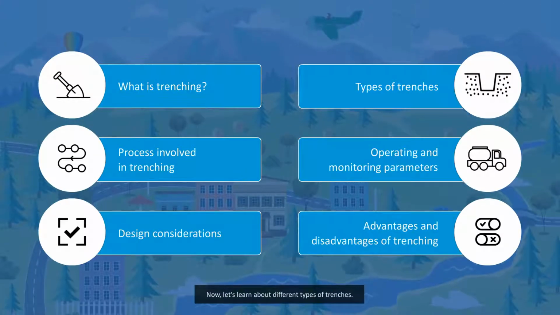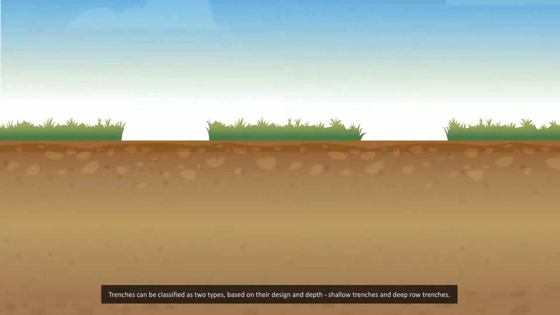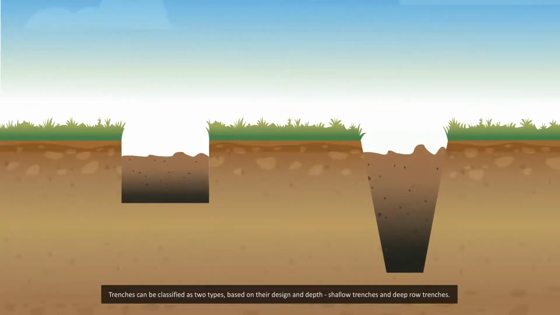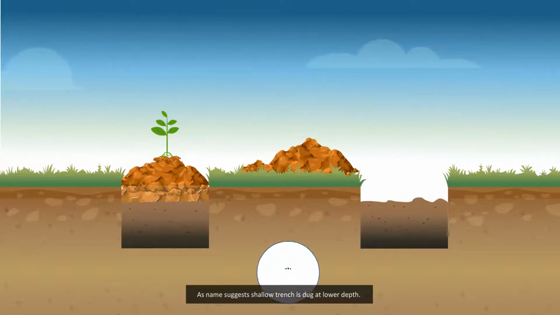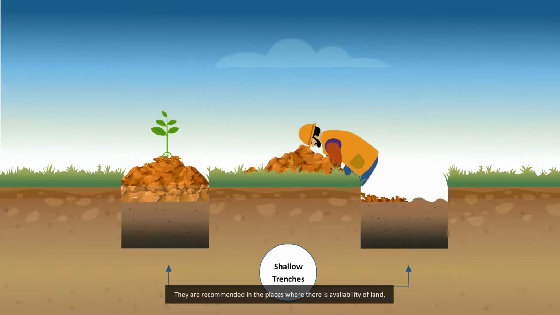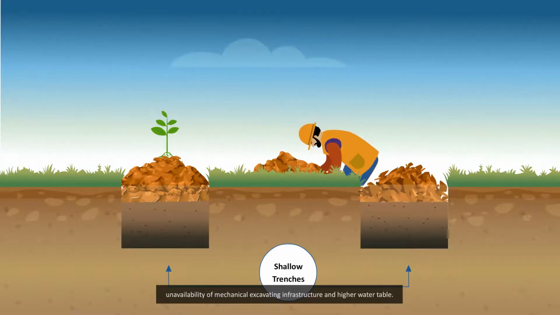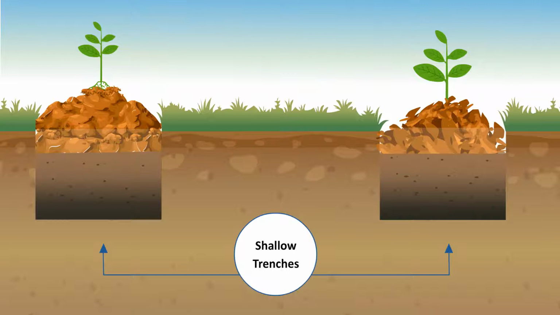Now, let's learn about different types of trenches. Trenches can be classified into 2 types based on their design and depth: shallow trenches and deep trenches. As the name suggests, a shallow trench is dug at lower depth. They are recommended in places where there is availability of land, unavailability of mechanical excavating infrastructure, and a higher water table. This can be implemented in peri-urban and even denser areas if adequate space is available.